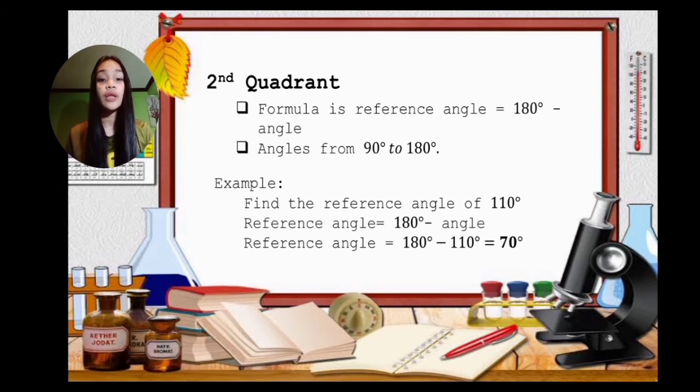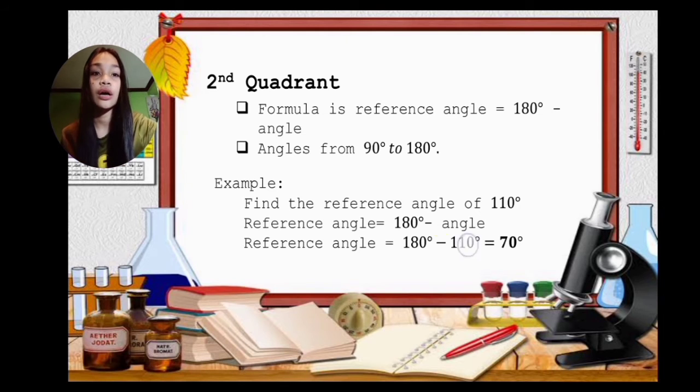For the second quadrant, when the terminal side is in the second quadrant, the formula is reference angle equals 180 degrees minus the angle, for angles from 90 degrees to 180 degrees. Let's have an example. Find the reference angle of 110 degrees. Our formula is reference angle equals 180 degrees minus the angle. So our angle is 110. So reference angle equals 180 degrees minus 110 degrees, which is 70 degrees.